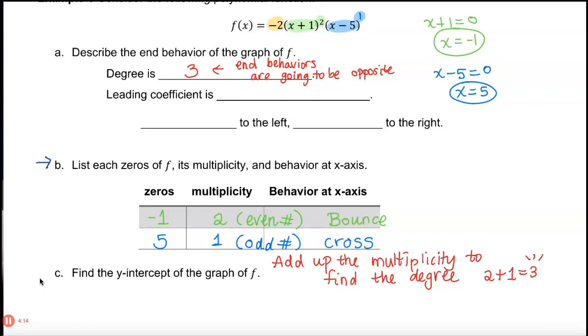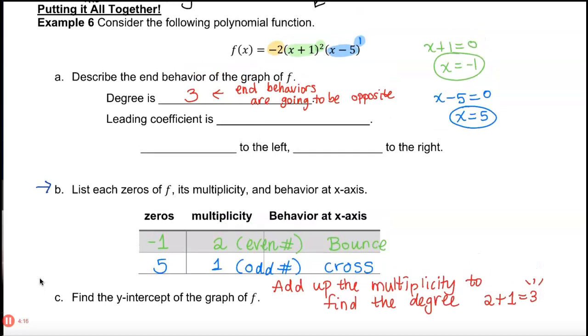Now let's look at the leading coefficient. If I multiply this all out, the leading coefficient will simply be negative 2. Because this leading coefficient is a negative number, this function will be decreasing from left to right.